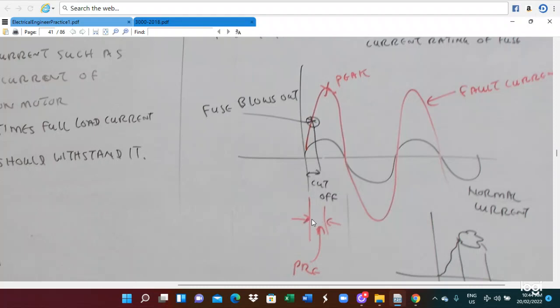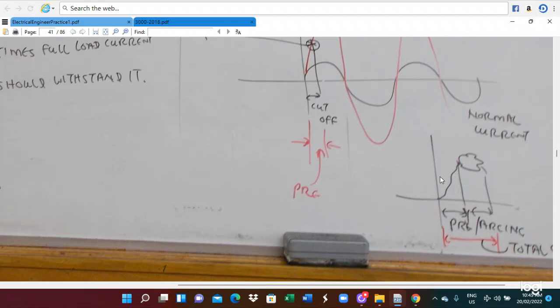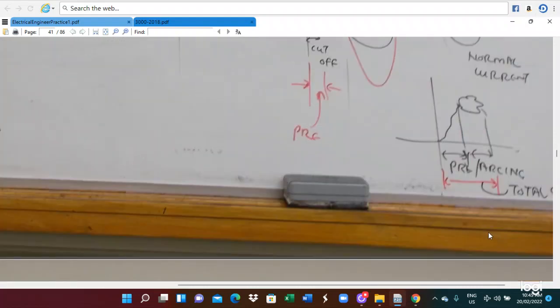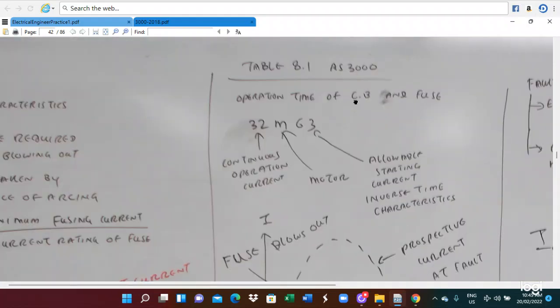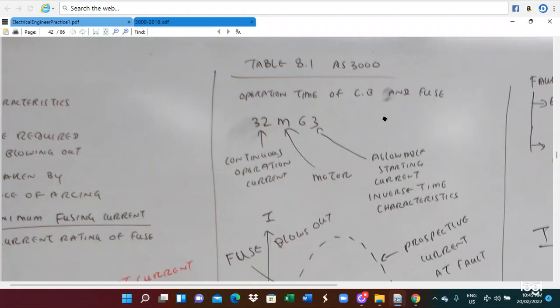So this is the pre-arcing time, and from here to here is the arcing time. The arcing time is here, and then the fault happens, so this is the arcing time. The pre-arcing time and the arcing time combined are the time required by the fuse to operate. Therefore the fusing factor is important.